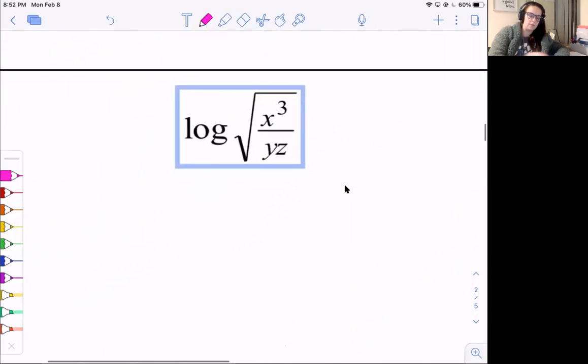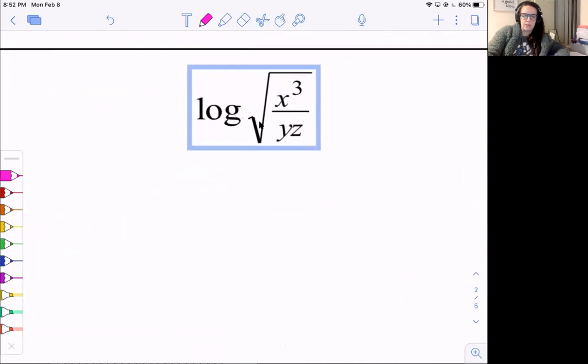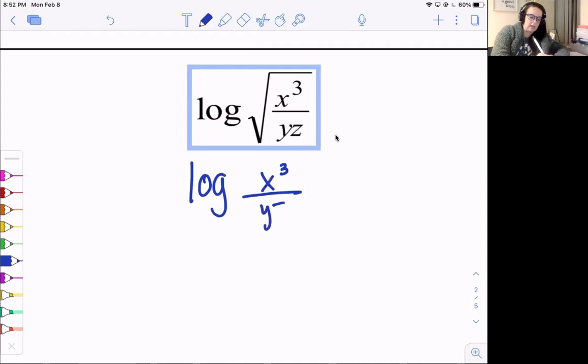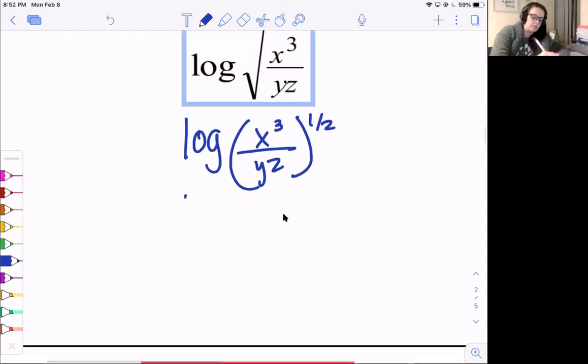We have one final problem here. We have the log of the square root of all of this. So first things first, I'm going to deal with that square root by calling it a half power, something like this. One thing you could do is move the half out in front if you wanted to do that first. I personally think it's easier to just put it onto each of these variables. So I'd have log x to the 3/2, because remember it's multiplying. So 3 times 1/2 would be 3/2 over y to the 1/2, z to the 1/2.